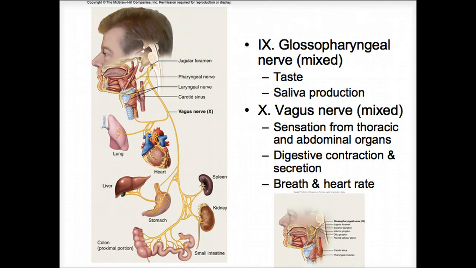Sorry about that. Okay, the glossopharyngeal nerve is also mixed. It's involved with taste, sense of taste, and also saliva production. And that's shown down here.